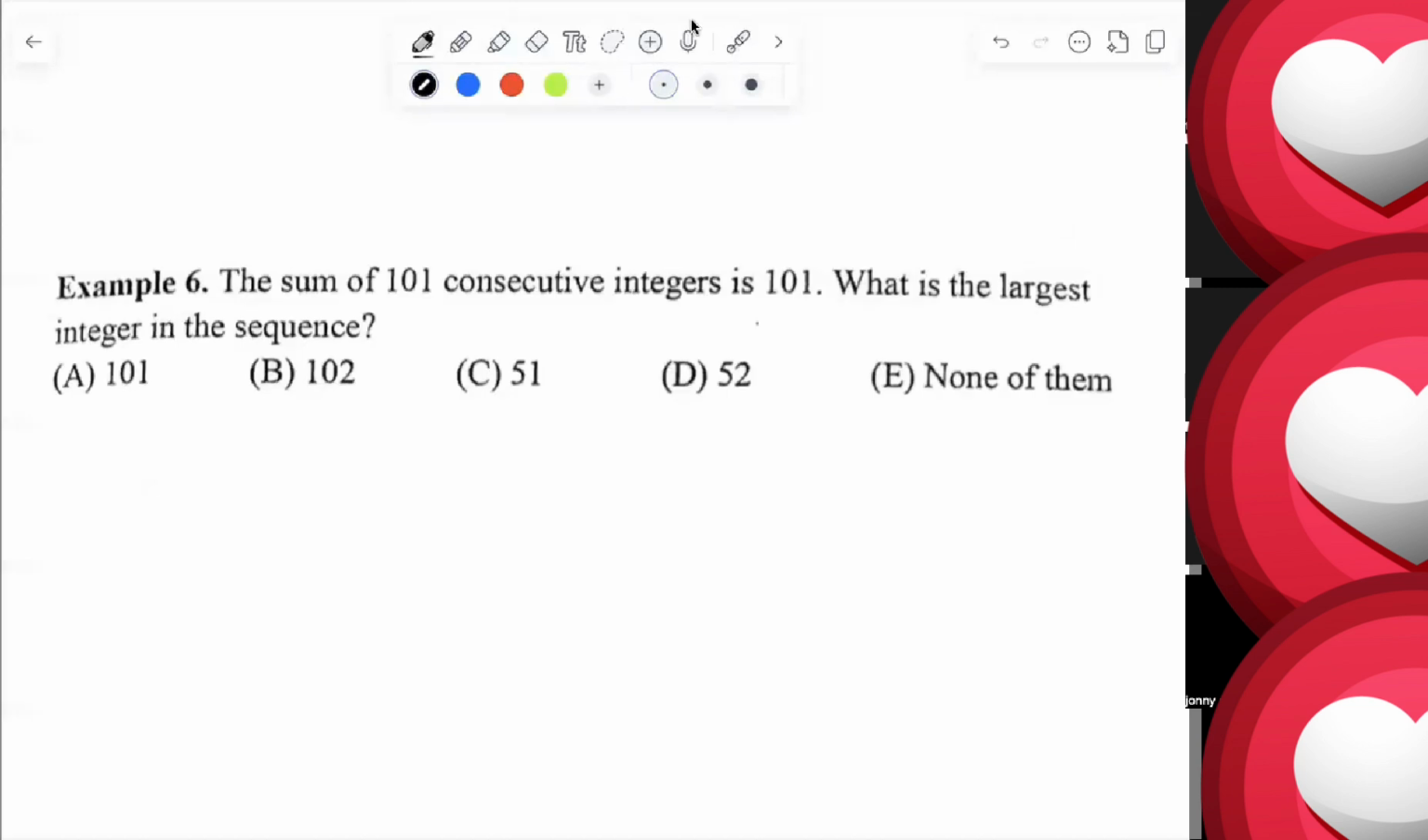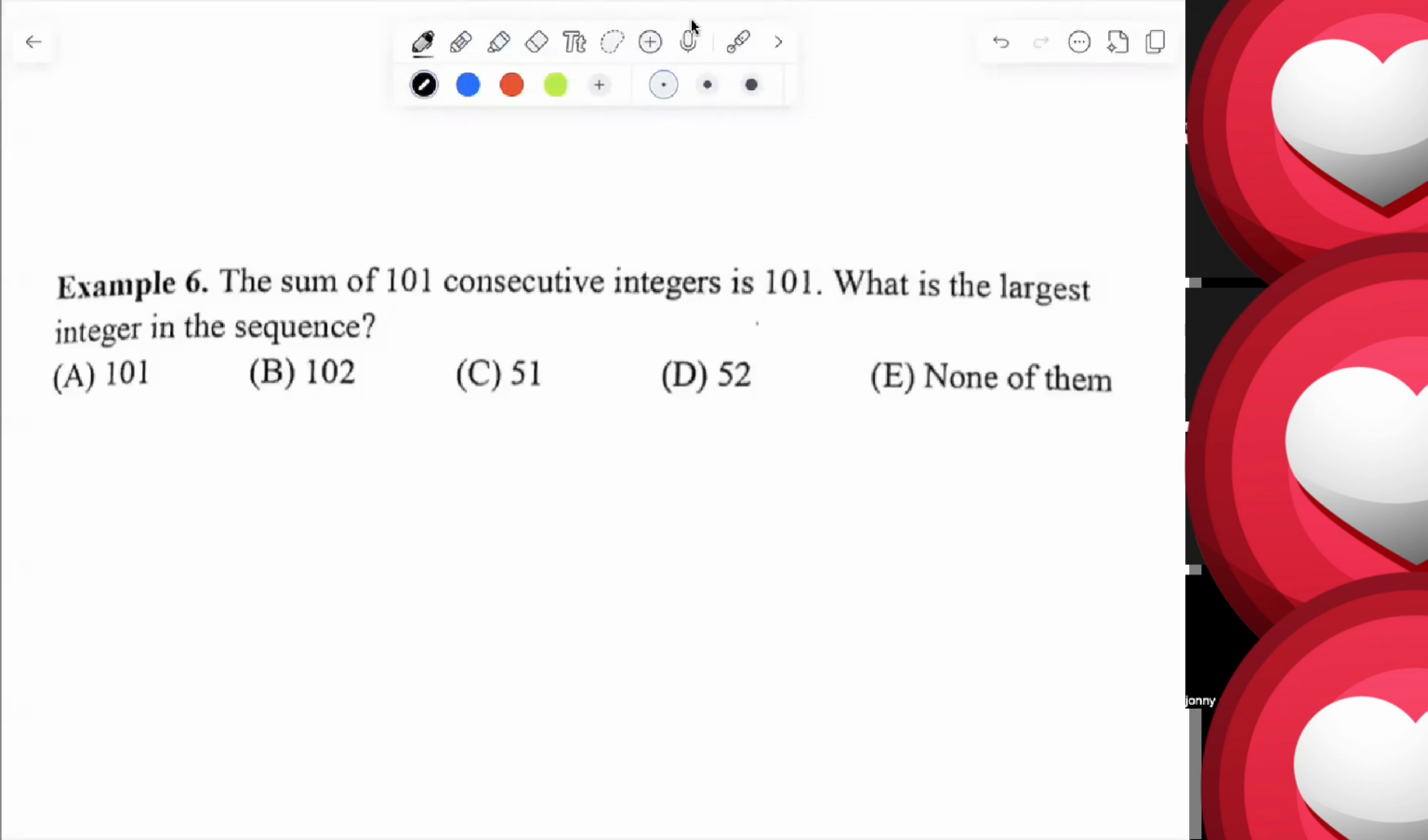Okay, guys, I hope you all had a great try at it. So let's get started. There are 101 consecutive integers that have a sum of 101. What is the largest integer in the sequence? Alright, think about it. It does not mention positive integers. That might be a great hint for those of you who are just starting. If it doesn't even mention positive, then there must be some negative integers.